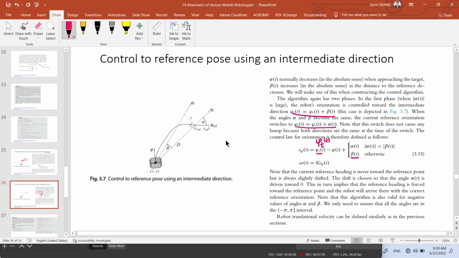Because we can compute beta, we can also compute phi t. Phi t is the intermediate orientation, and it can be constructed as phi r plus this beta. Phi r from 0 to here, and then plus from here to here, we get phi t.